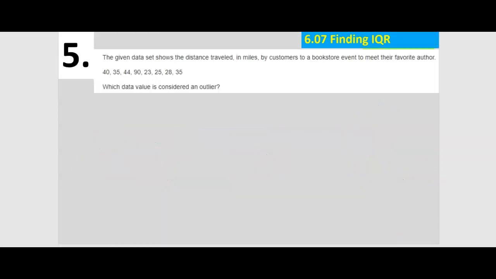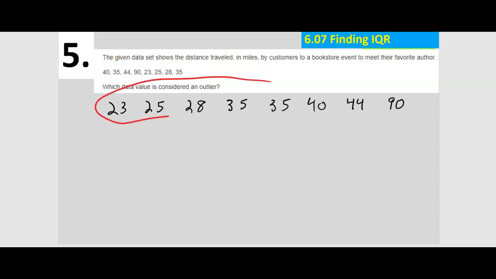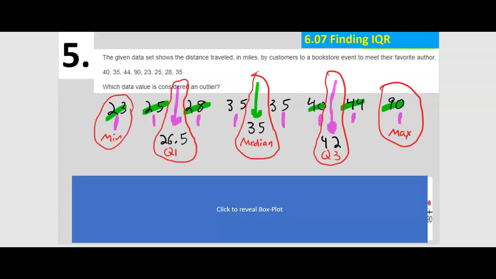How about this one? Can you tell by looking at here which one of these data points is really not like the rest? I can. Take a look. How about now if we put them in order? Now that I put them in order, can you tell which one kind of stands out and is really far away from the rest? Okay, now that we've identified the median, which one is really far away from the median?